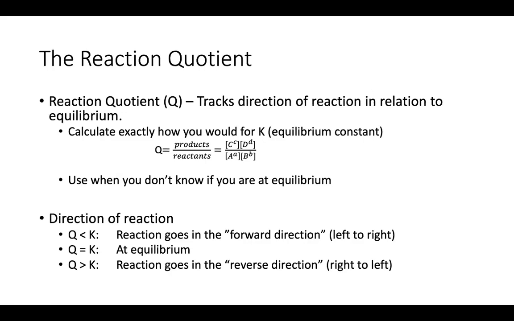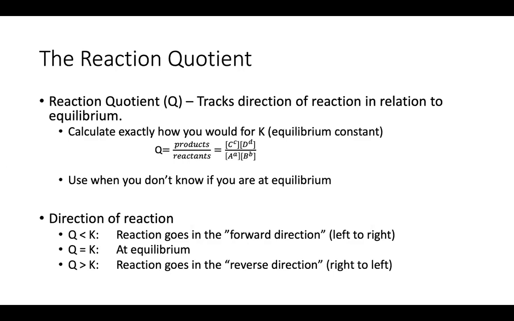Okay, we also learned in chapter 13 about the reaction quotient, which we denote with the letter Q. Basically what this does is it tracks our direction and our progress towards equilibrium. In terms of how to calculate Q, we're going to calculate it in the same exact way that we calculate K, our equilibrium constant.